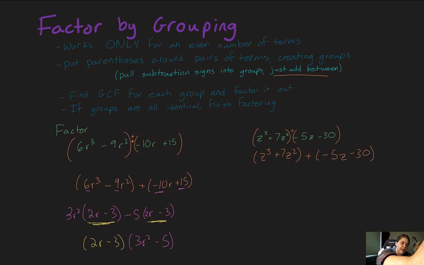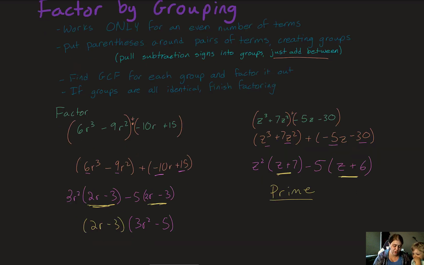All right, so what can we factor out of this first thing? That would be a z squared. And that leaves us with z plus 7. And over here, we've pulled out negative 5. So that leaves us with z plus 6. Is this the same as that? z plus 7 and z plus 6. Is that the same thing? No. So we're going to write that this is prime, and we can't factor it. We're done, because we can't do anything else with that.